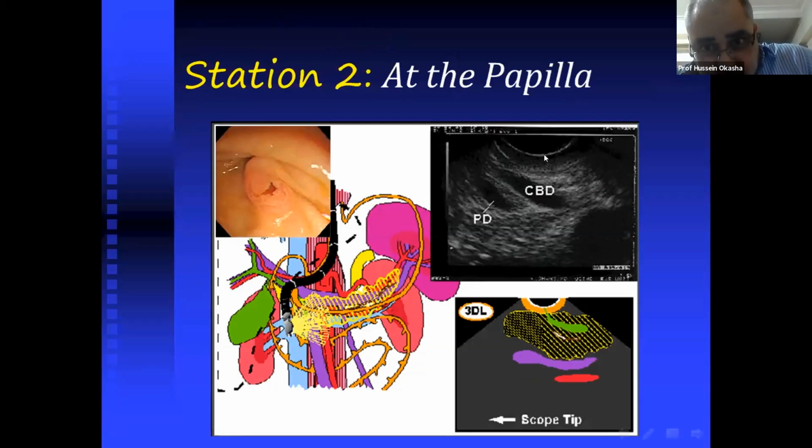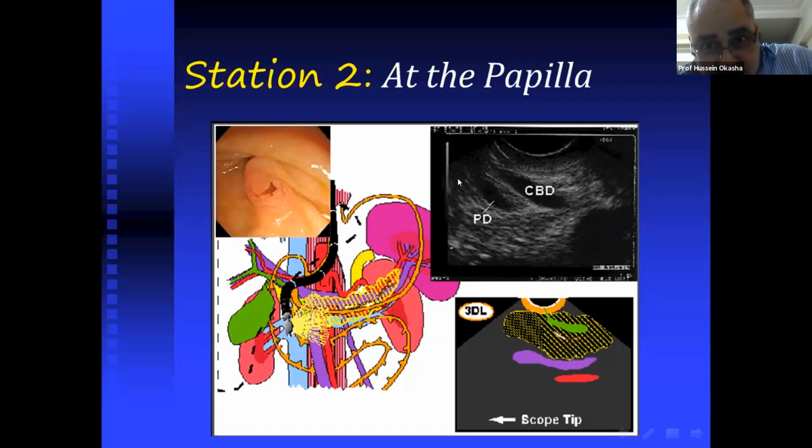The stack sign at the level of the papilla is two ducts: the common bile duct, which is the duct near to the echo endoscope, and the second duct, away from the echo endoscope, which is the pancreatic duct. So this is the stack sign at the papillary region. This is the papillary region, and this is the start of the head of the pancreas, and this is the common bile duct, and this is the pancreatic duct.